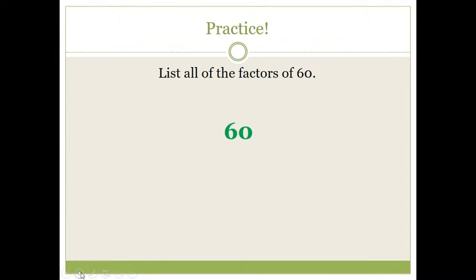So let's do it again for 60. So let's list the easy one first, right? We know 1 times 60 is 60. Then let's go through our list. Does 2 go into 60? Yes, it does, 30 times. How about 3? Yeah, 3 goes into 60 20 times, so 3 and 20 are factors of 60.